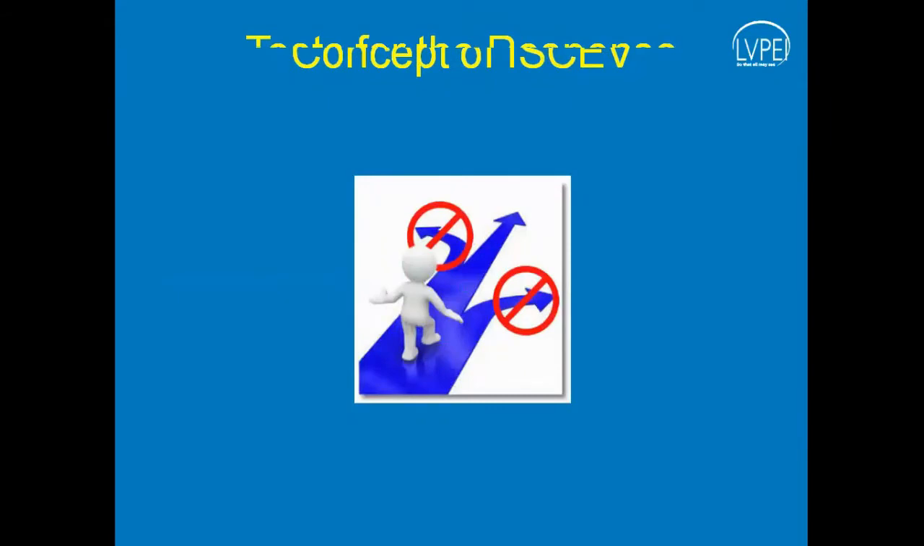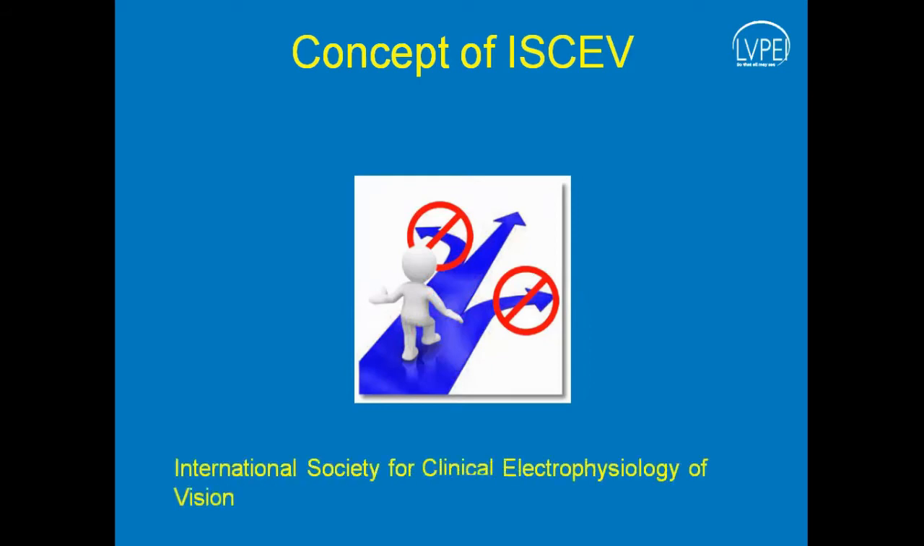The conception behind ICEP is very crucial, and that is consistency in which all recordings are made, and the comparison between all recordings in every laboratory. That is what ICEP is meant for. ICEP is nothing but an abridged form of the International Society for Clinical Electrophysiology of Vision.